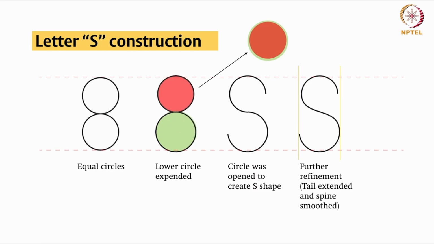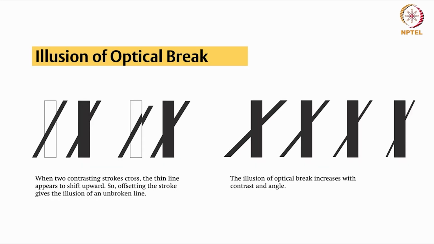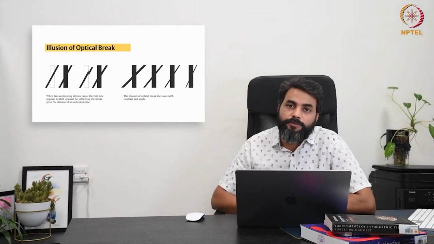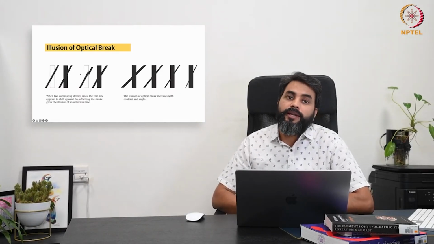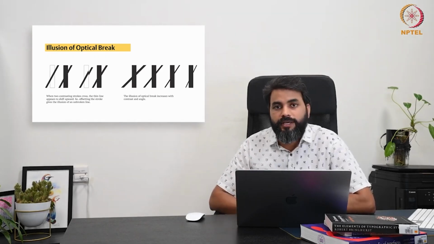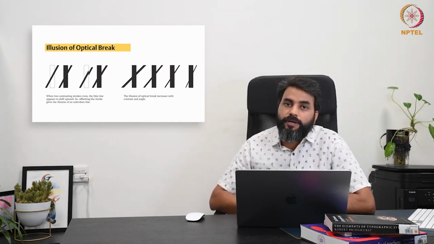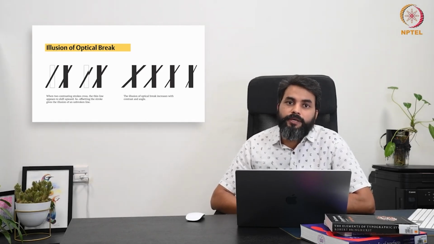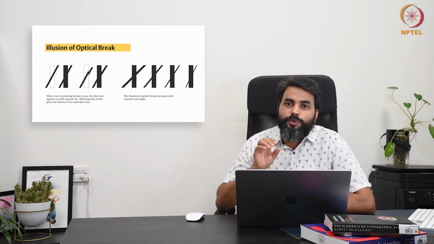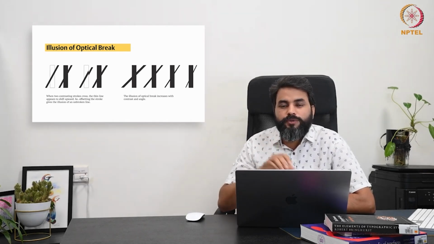The illusion of optical break in letter form construction is a technique used in typography to address visual inconsistencies that occur due to the way our eye perceives shapes, especially in areas where strokes are connected or intersect. So this is another important aspect which has to be looked at when you are crafting your letter, where you have an intersection or connection within the letter form. This technique helps create a sense of balance, continuity, and clarity by adjusting the letter form to counteract these visual issues.